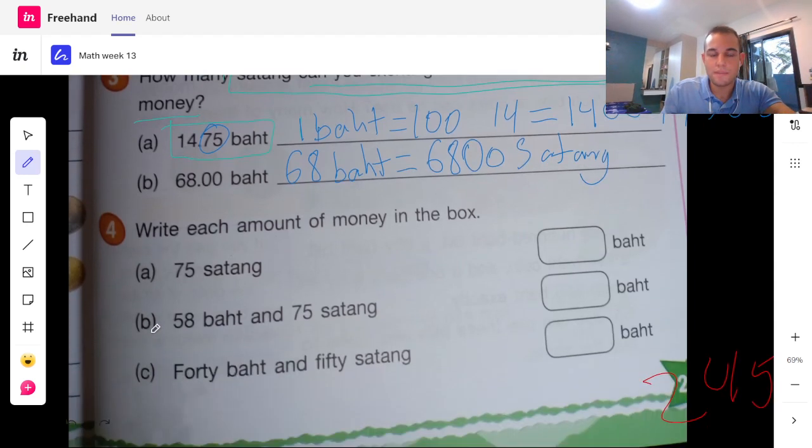All right, next, write the amount in baht. So 75 satang is 0.75 baht. Okay. 58 baht and 75 satang would be 58.75 baht. 40 baht and 50 satang, we would have 40.50.